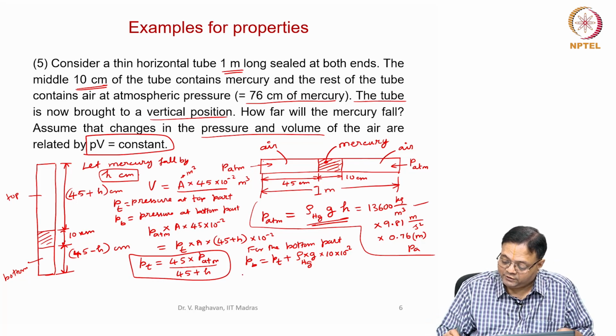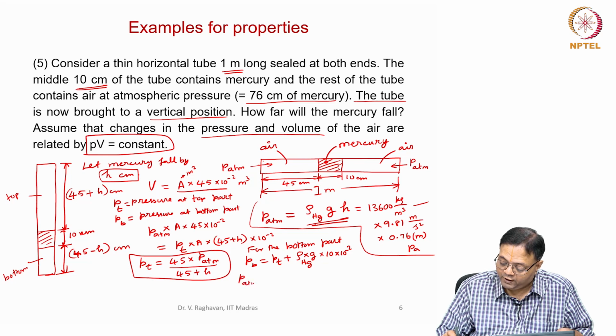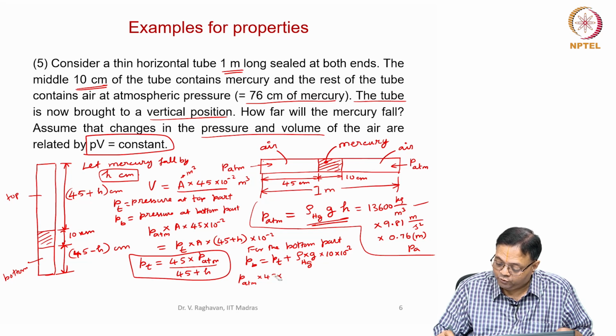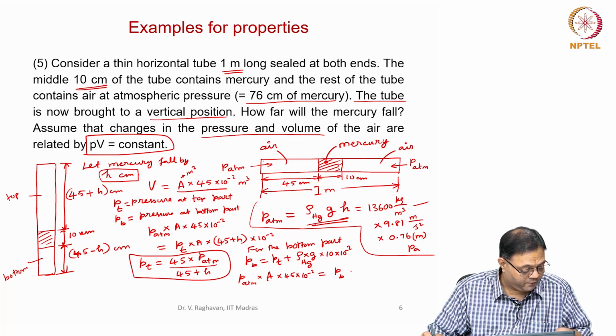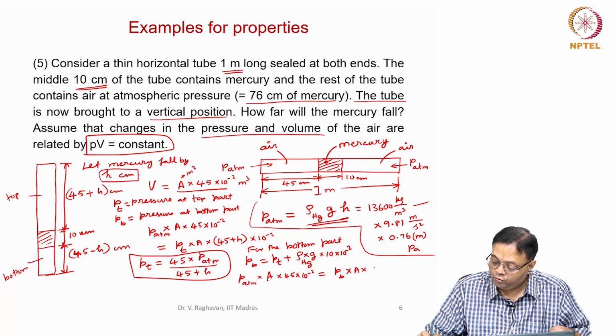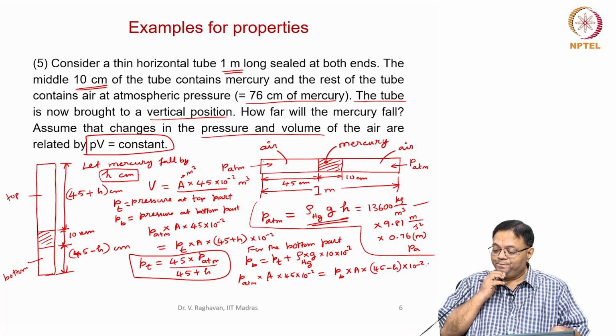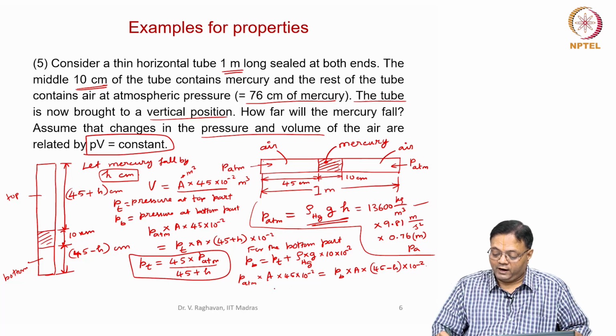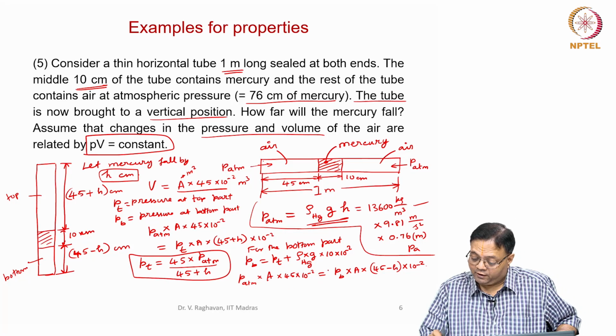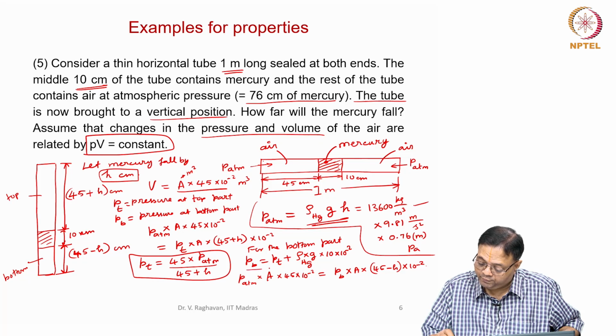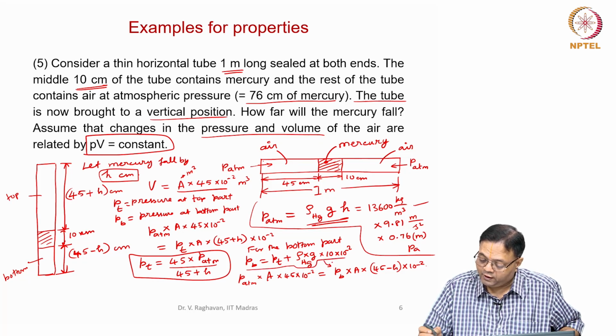Further, I have the expression P atmosphere into A into 45 into 10 power minus 2 equal to Pb into A into 45 minus h into 10 power minus 2. This also is obeyed, correct? So this is the expression I have. Now I can substitute for Pb here in this. This is the expression for Pb. I can substitute here and get an expression.